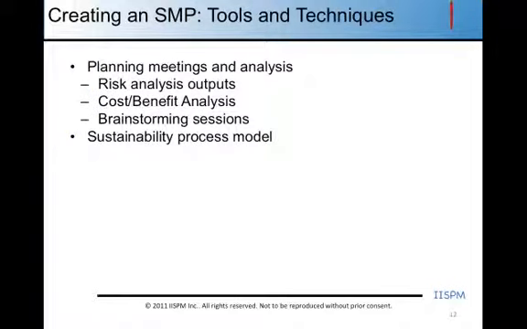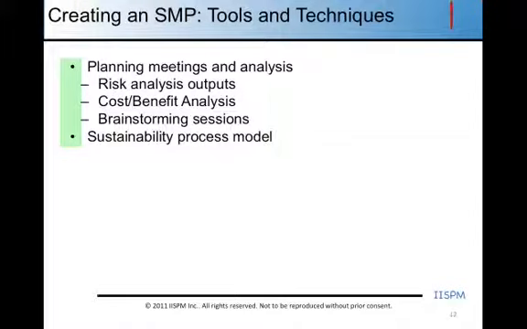So some of the tools and techniques that were used to create the SMP, a lot of this, of course, is going to be based around planning meetings and analysis, risk analysis, outputs, and there's a separate module on risk. Cost-benefit analysis, so the cost-benefit analysis again will be extended to include those sustainability elements that have been defined for the organization. Typical brainstorming sessions, analysis sessions, etc. And also the sustainability process model in and of itself.